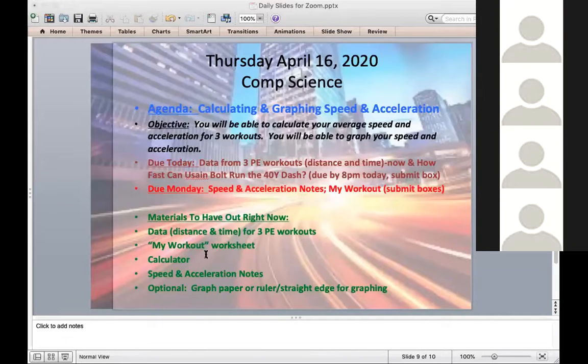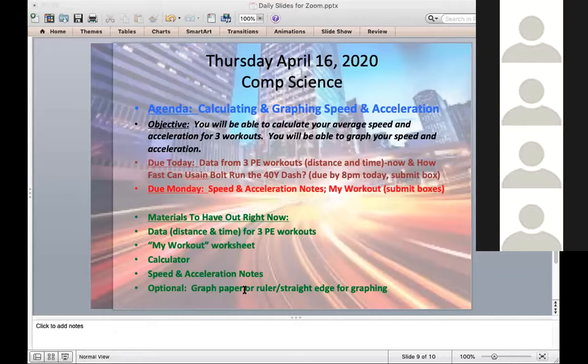I did not mean to stop sharing it. Let's go back to the slide. You also want a calculator today. That's going to be important. So have a calculator handy. It might be your cell phone. That's what I'm using. But you will want that. And optional stuff here, your speed and acceleration notes might be handy for your equations, but I am going to be giving those to you and we're going to be doing it together. So might not be necessary, but could be handy for you. Another option is graph paper for graphing.